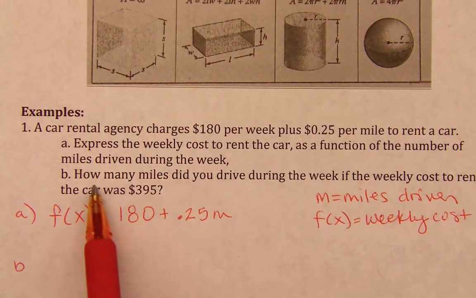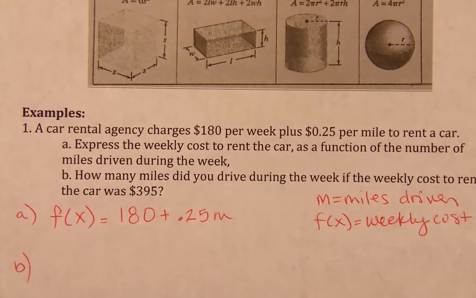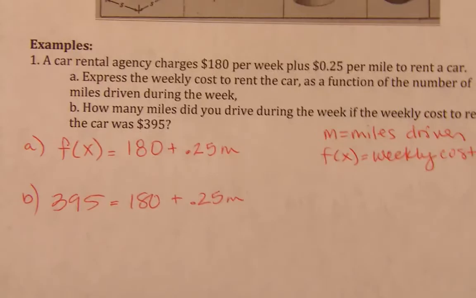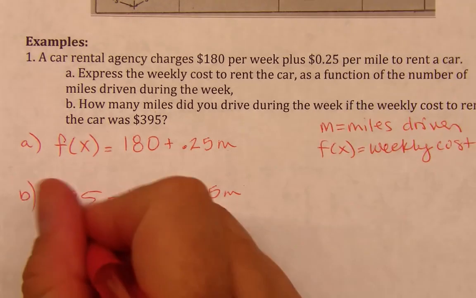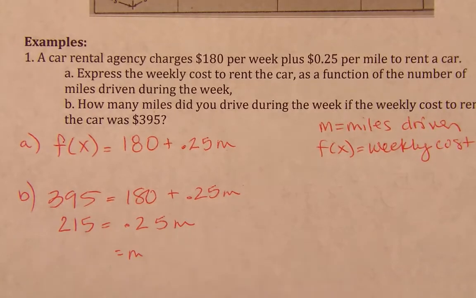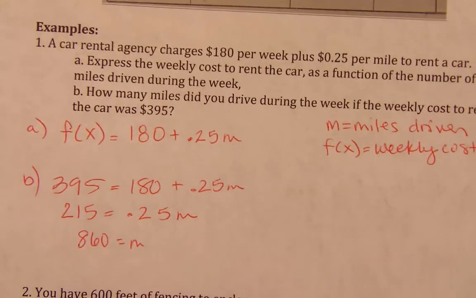Then part B is asking us, how many miles did you drive during the week if the weekly cost to rent the car was $395? So that's not telling us how many miles, it's asking how many miles. So they're giving us a number to plug in for f of x, and they're giving us $395. And we need to solve for m. So subtracting 180 from both sides, go ahead and calculate that on your calculator. We want to make sure that we're getting familiar with our calculators and used to using them. So we have 215 is equal to 0.25 m. And then solving for the miles, 860.